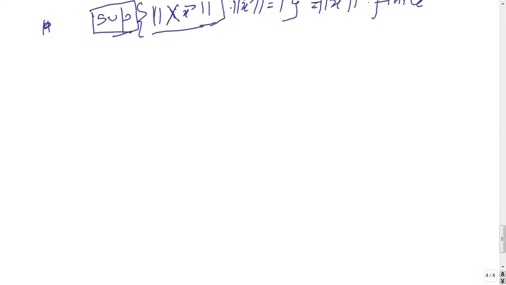So if Hilbert space H1 and Hilbert space H2 are both finite dimensional, every linear operator X which maps between vectors of H1 and H2 is always bounded.